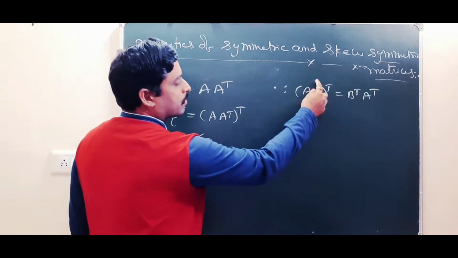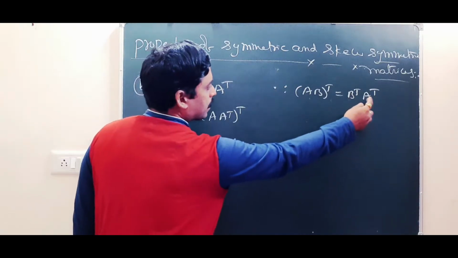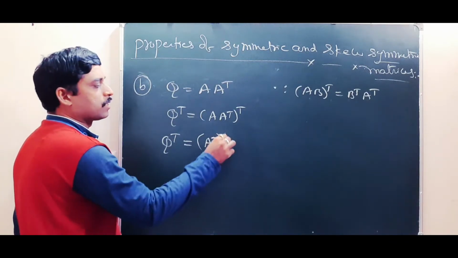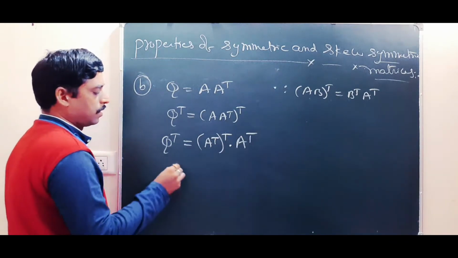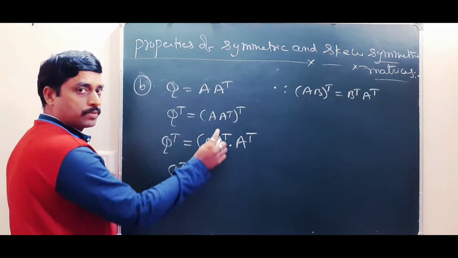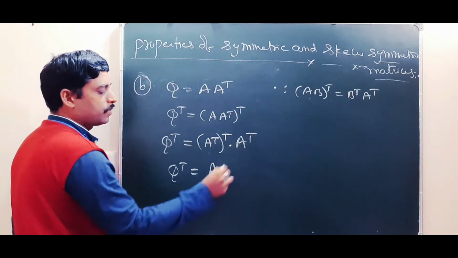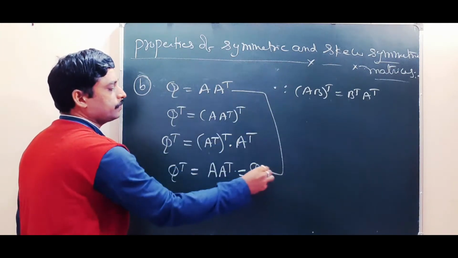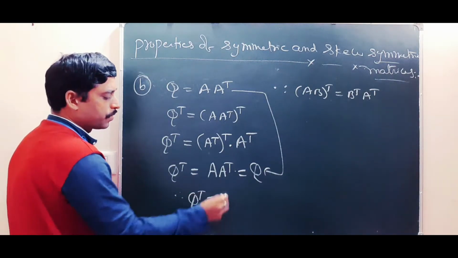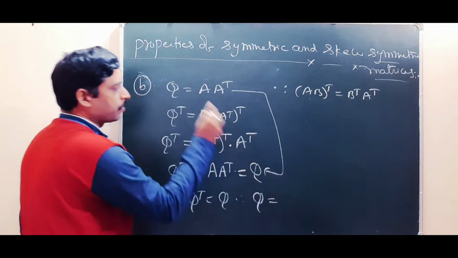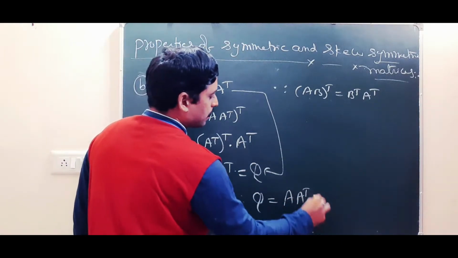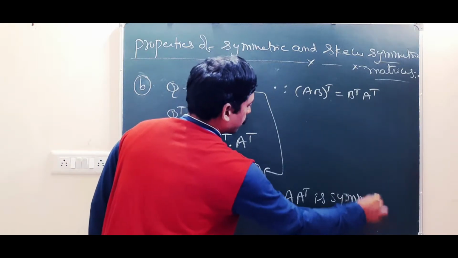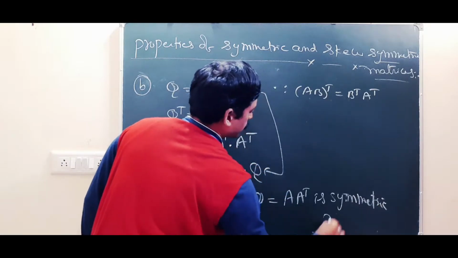(AB) whole transpose equal to B transpose into A transpose. It is going to be transpose of (A transpose) into A transpose. (A transpose) whole transpose is nothing but A, so A into A transpose, which is equal to Q. Therefore Q transpose equal to Q. Therefore Q, which is A into A transpose, is a symmetric matrix.